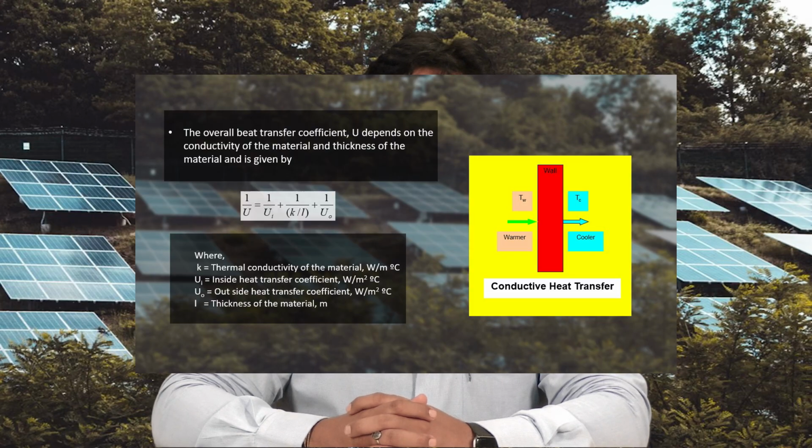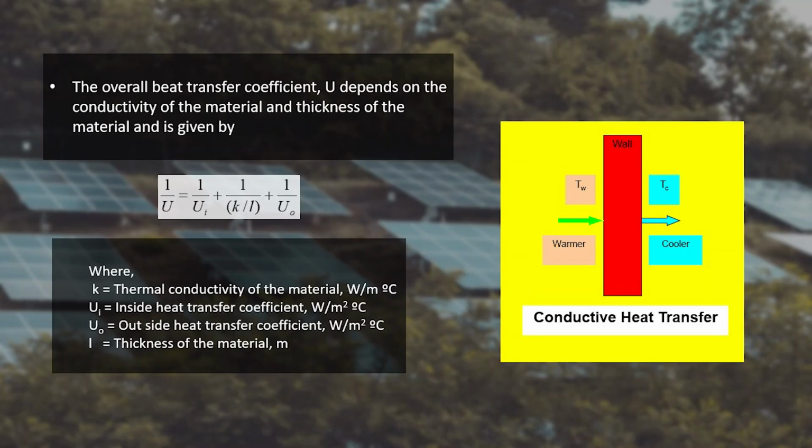The heat transfer coefficient U depends on the conductivity and thickness of the material, and is given by an expression: 1/U equals 1/UI plus L/K plus 1/UO, where K is the thermal conductivity of the material, UI is the inside heat transfer coefficient in watt per meter square degree centigrade, UO equals the outside heat transfer coefficient, and L is the thickness of the material.